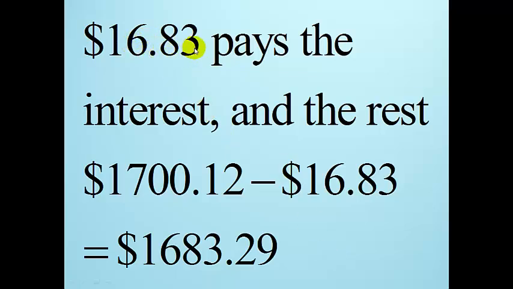Also, the $16.83 we have calculated pays the interest, and the rest, how do you find the rest? Take note that during the third month, we are doing our last payment of 1,007.12. So we still subtract the interest we have calculated based on the current principal. We subtract it from 1,007.12, and the result is 1,683.29. Now let's proceed.